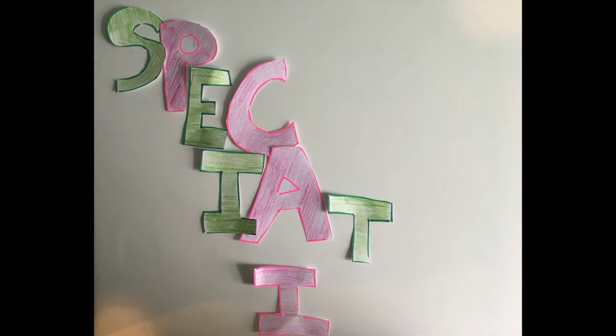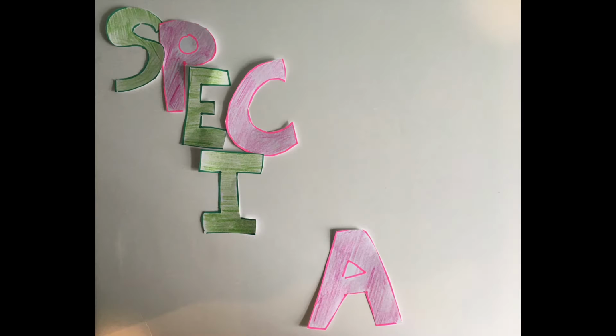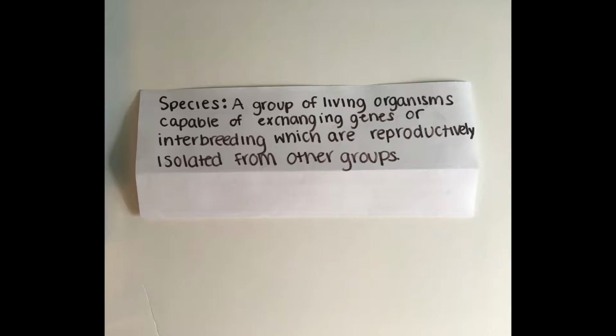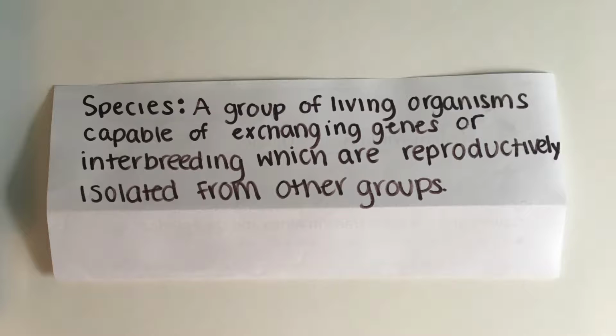Today we are going to be discussing speciation. Before we begin, we should clarify what the word species means. Species are a group of living organisms capable of exchanging genes or interbreeding, which are reproductively isolated from other groups.